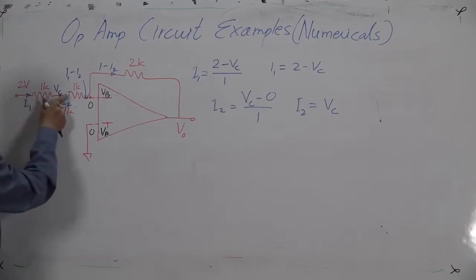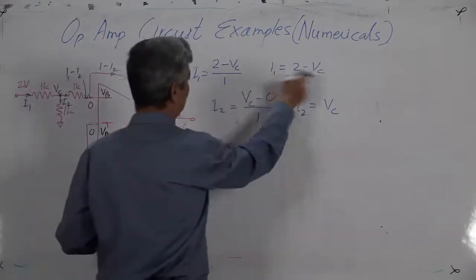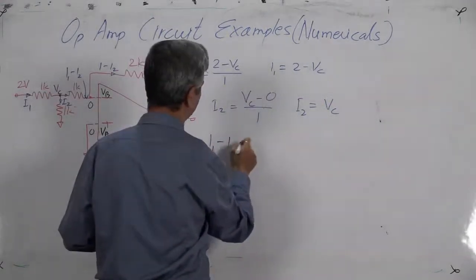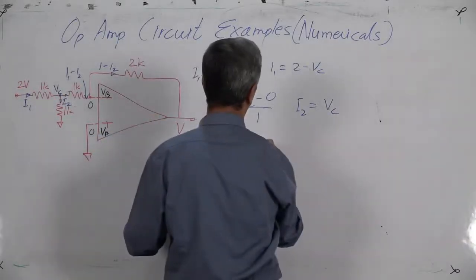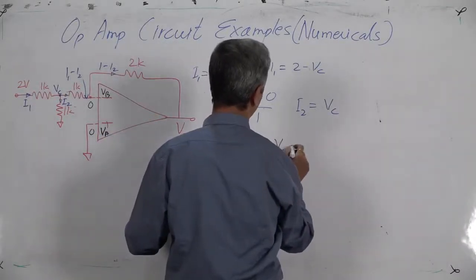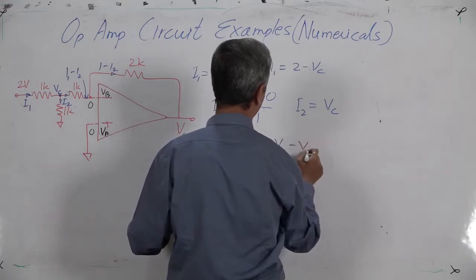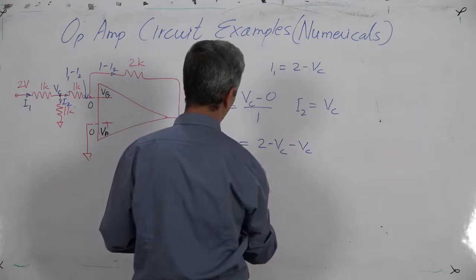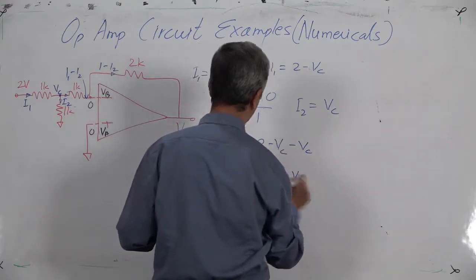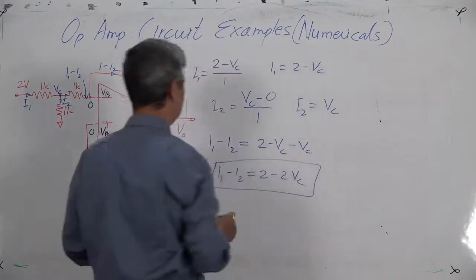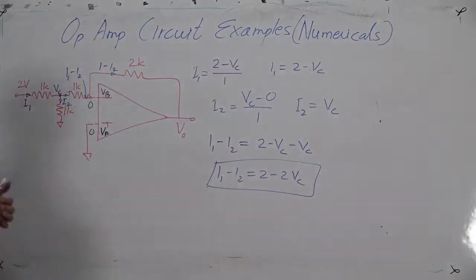This current is I1 minus I2. So what is I1 minus I2? I1 is 2 minus Vc. I1 minus I2 is equal to 2 minus Vc minus Vc again. So I1 minus I2 is equal to 2 minus 2 Vc. But there is a problem. The problem is Vc we don't want. So how do we calculate Vc? Can we calculate Vc by other method?